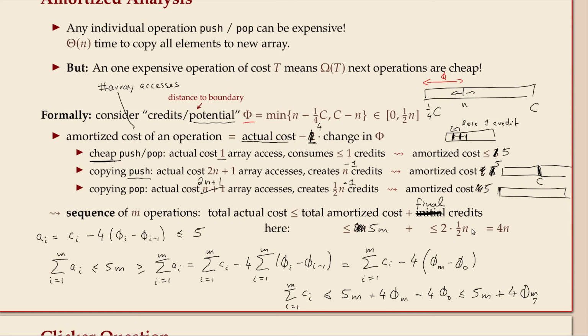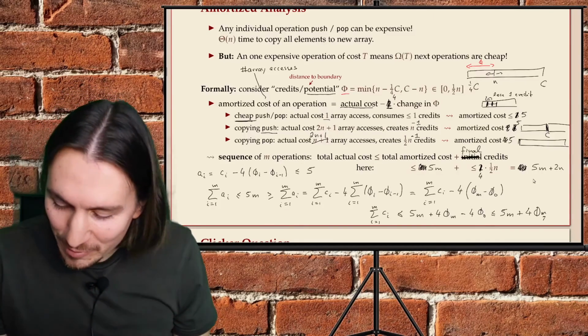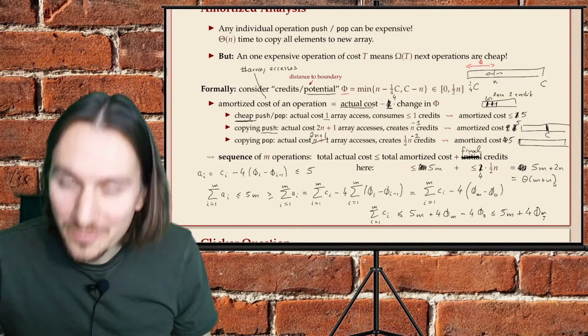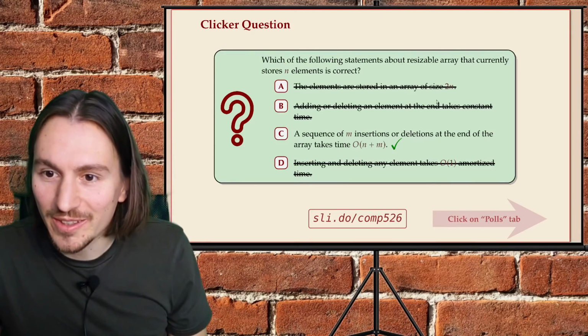The phi is always at most half n. So that part's correct, but we increased that constant to 4. And sorry, this was a lot of corrections. Plus 2n. Okay, that was a lot of work, but finally we've shown this bound, and that of course is theta of n plus m, which is the result we claimed here.